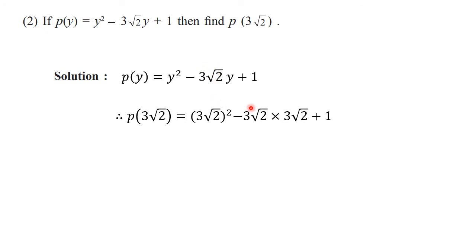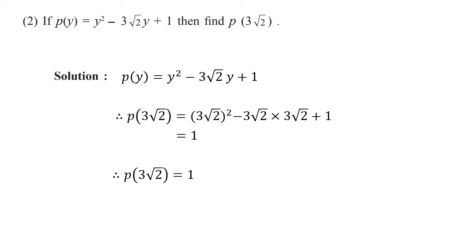Minus this 3 root 2 as it is, and into again value of y is 3 root 2 and plus 1. So what you can observe here is value of this is also 3 root 2 the whole square, which will get cancelled with this, and the answer is 1. This and this will get cancelled because see 3 root 2 into 3 root 2 is what? 3 root 2 square, which will get cancelled with this because they have opposite signs. So the value is 1. So you can write down p of 3 root 2 is 1, or value of this polynomial for y is equal to 3 root 2 is 1.